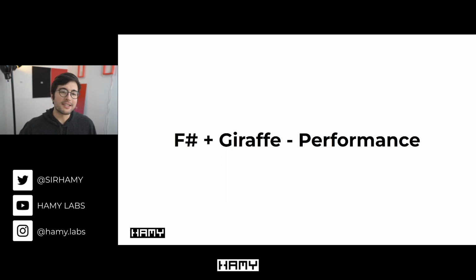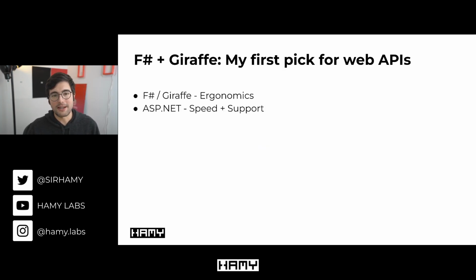So now that we understand what benchmarks are, how to use them, and some of the dark side of benchmarks, let's dive into F# and Giraffe and the performance issue that brought us here today. First off, F# and Giraffe is basically my first pick for building any kind of web API. I really like F# and Giraffe for its ergonomics. It gives you all the functional paradigms, has pretty good support with libraries, and a ton of other reasons why I think its DevX is just among the best.